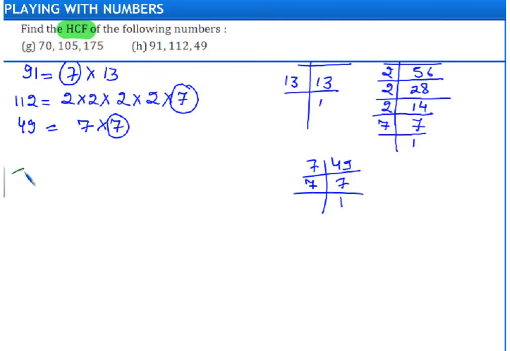Thus, HCF of 91, 112 and 49 is 7. That is the highest of the common factors. This completes the solution.